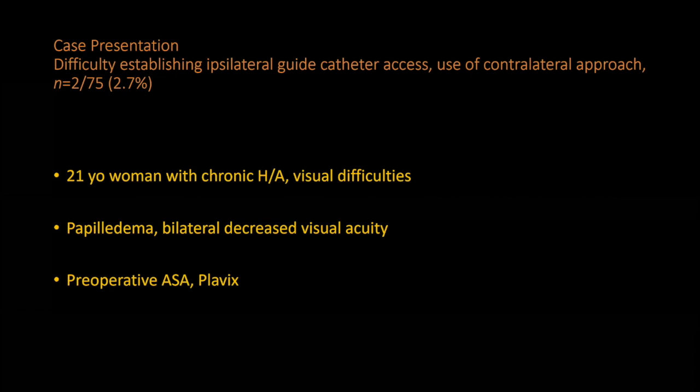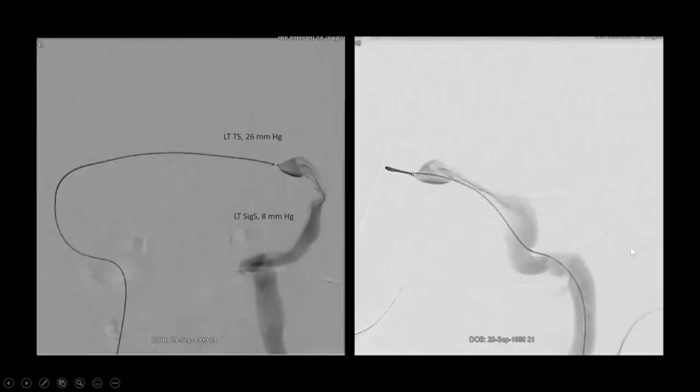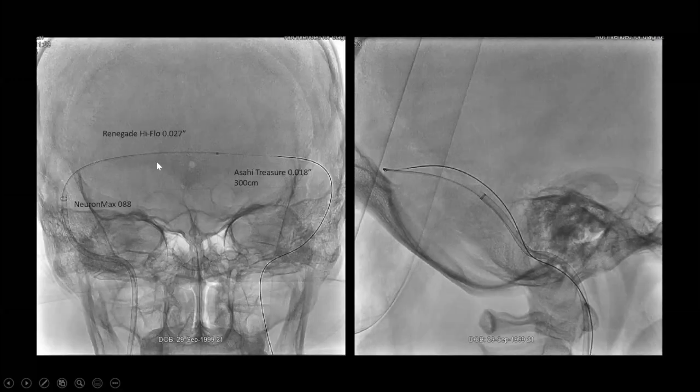So this young lady presents with chronic headache and papilledema, loaded with aspirin and Plavix. She has a dominant left transverse sinus with resistance in the venous outflow at the junction. So I was not able again to pass the Neuron Max through an ipsilateral approach, so I used the contralateral approach. The pressure in the transverse sinus was 26, in the sigmoid 8. And then I used again the Treasure 18 micro wire as an exchange wire and the Renegade High Flow, and then removed the microcatheter.